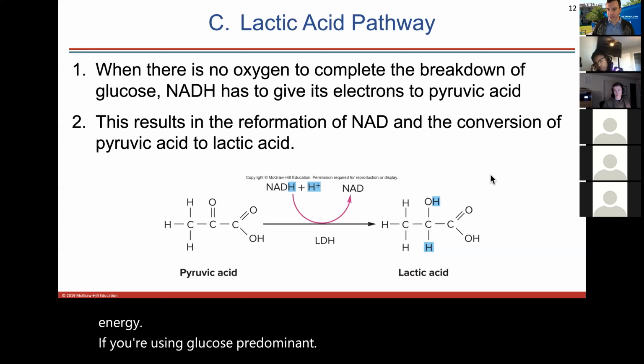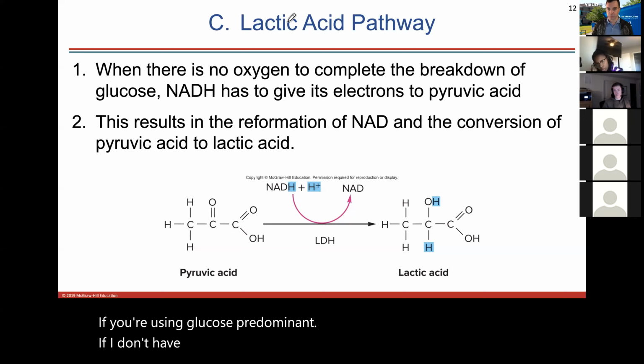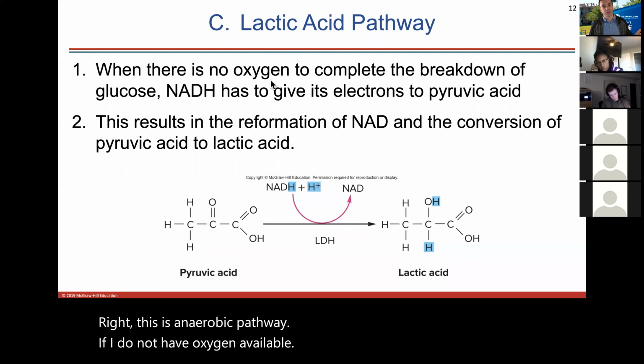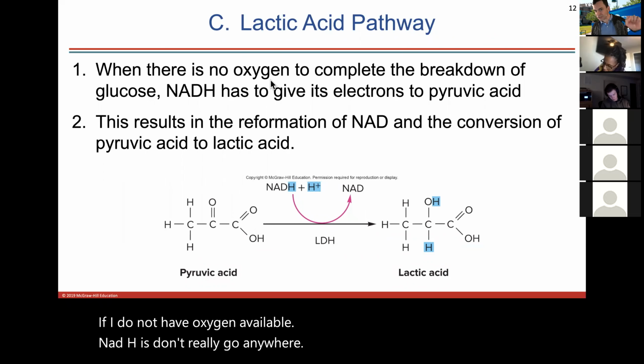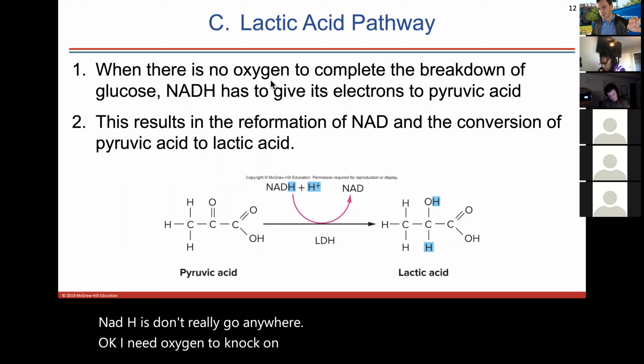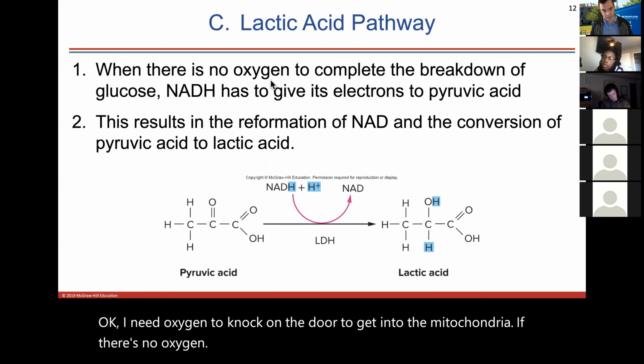If I don't have oxygen available, where this is the anaerobic pathway, those NADHs don't really go anywhere. I need oxygen to knock on the door to get into the mitochondria. If there's no oxygen, the bouncer ain't letting nobody in.